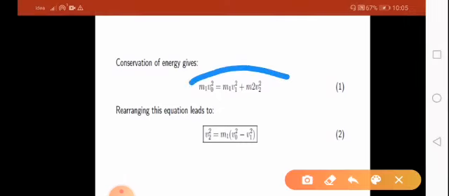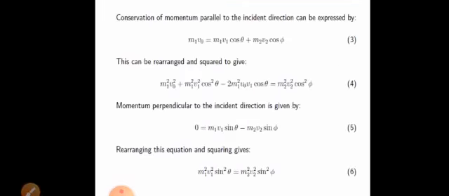Applying the conservation laws, first we apply the law of conservation of energy. Energy before collision is equal to energy after collision. Taking kinetic energy as half m v square, the half is common to both sides. So we get m1 v0 square equals m1 v1 square plus m2 v2 square. That is the equation. Then by rearranging, you get m2 v2 square equals m1 into v0 square minus v1 square. So you have an equation for v2 square.